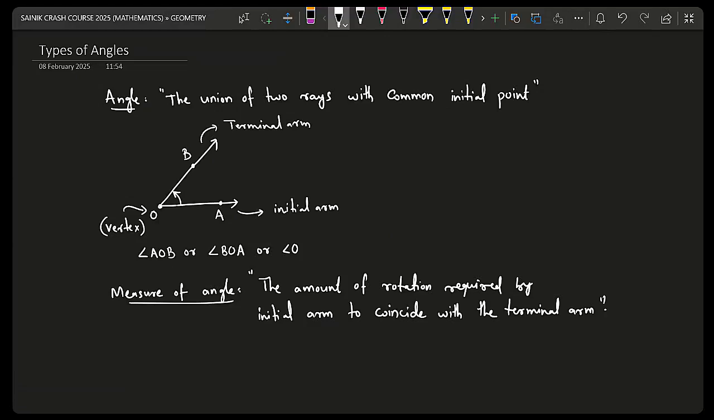So the amount of rotation required by the initial arm to coincide with the terminal arm, that amount we call the measure of the angle. And how is it denoted? We write M before it; M shows measure. So measure of the angle AOB. And what are the units? That is a question mark. So this question we are going to answer shortly. That is the unit of the angle, how to find the angle unit and how to measure it.